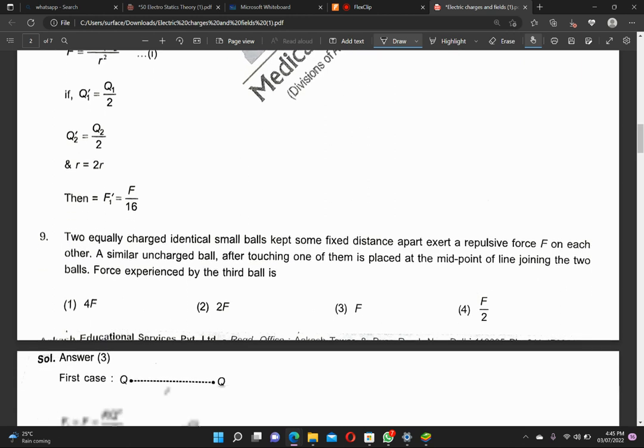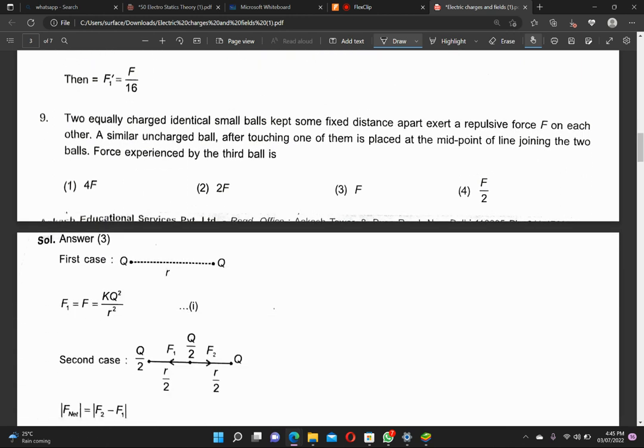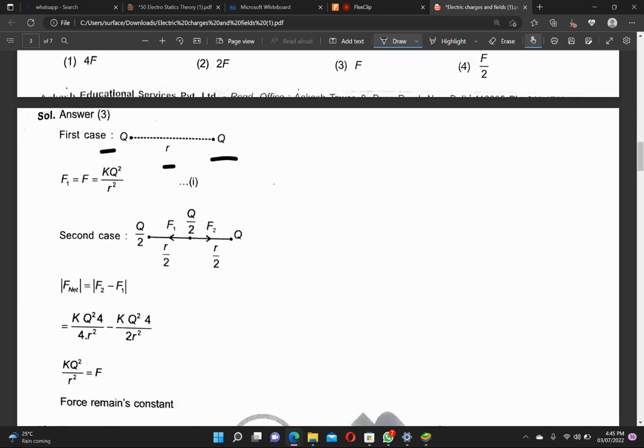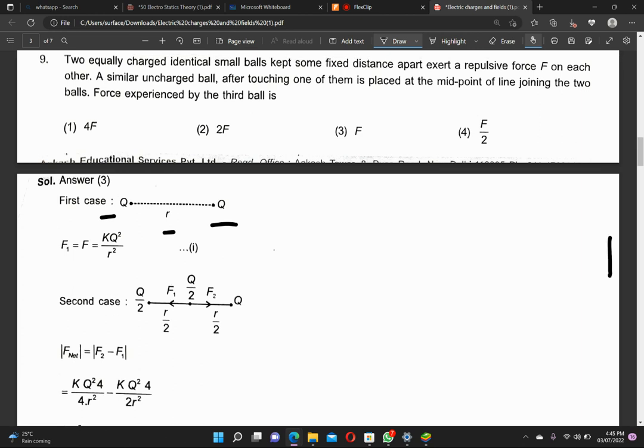Now next is: two equally charged identical small balls kept some fixed distance apart. Equally charged means q, r distance apart, and they exert a repulsive force on each other. A similar uncharged ball, after touching one of them, is placed at the midpoint of the line joining the two balls. The force experienced by the third ball is... the force remains constant. So you get the answer as F.